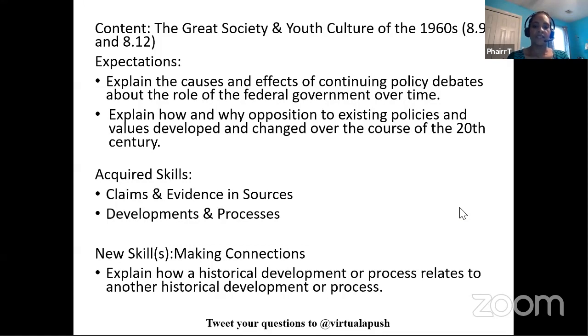We're going to look at developments and processes. So for today, we're making connections. And so you will hear me reference the New Deal policies way back then, in comparison to what the Great Society did. And with the skill of making connections, you need to explain how a historical development or process relates to another historical development or process.